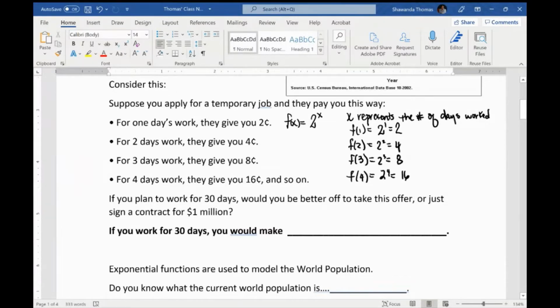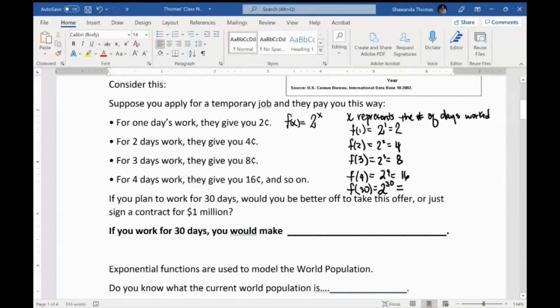But we want to plug in what number for x? 30. Let's plug in 30. All right, so you need to get your calculators out for this section, y'all. You really need a calculator for this section. All right, so if you plug in 30, what is 2 to the 30th power? Just give me the numbers. You don't have to read it. You don't have to say million or trillion or whatever. Don't try to figure that part out.